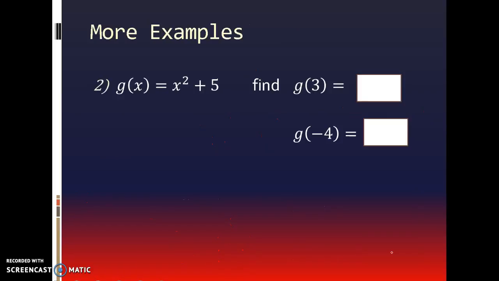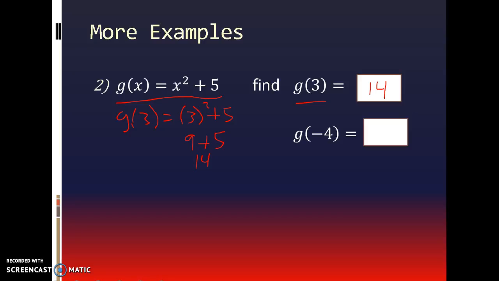Let's move on here. Try our example number 2. So here we have a different rule, g of x. So this is a g function in terms of x. And we want to find g of 3. So g of 3 is simply going to be not x squared, but 3 squared plus 5. We know that 3 squared is 9, and 9 plus 5 is 14. So g of 3 is 14. So 3 is the input, and 14 is the output. Try g of negative 4 on your own.